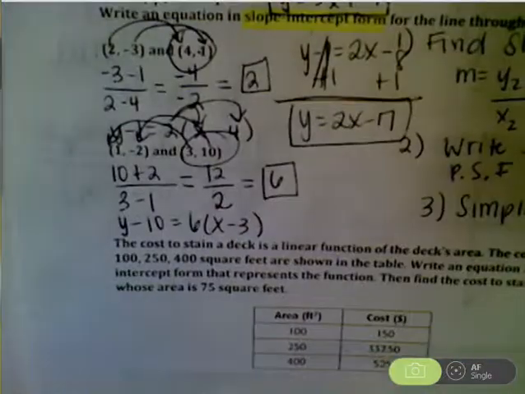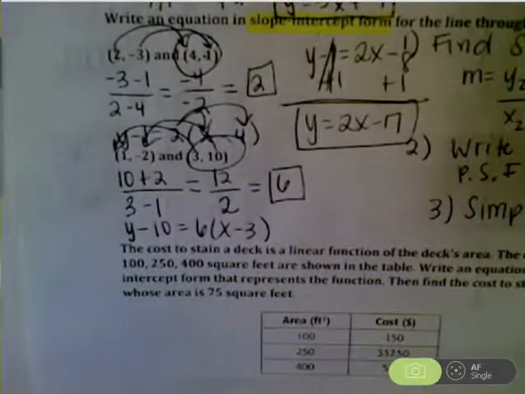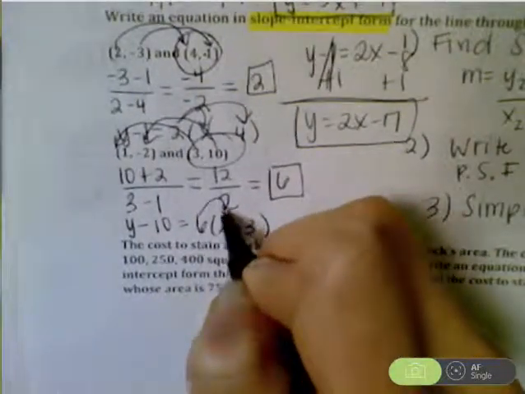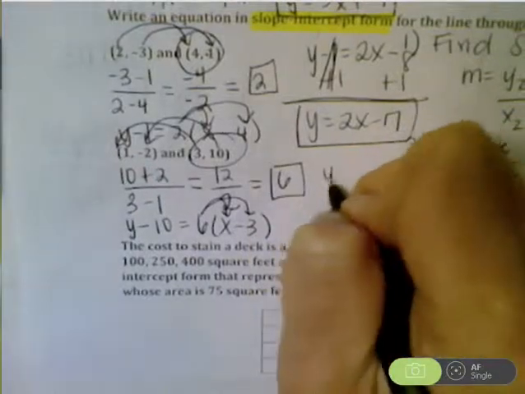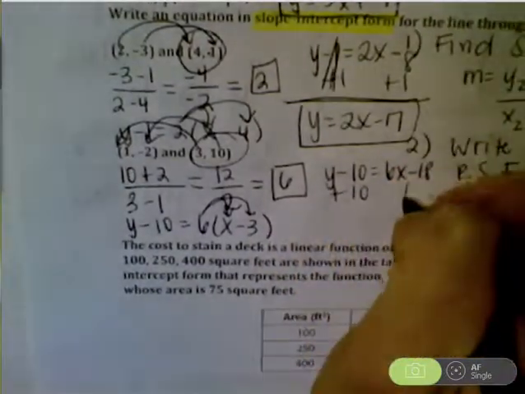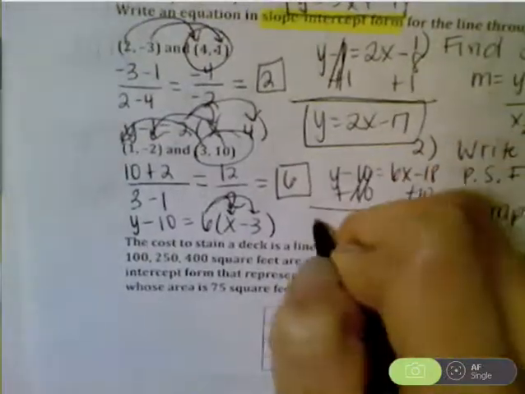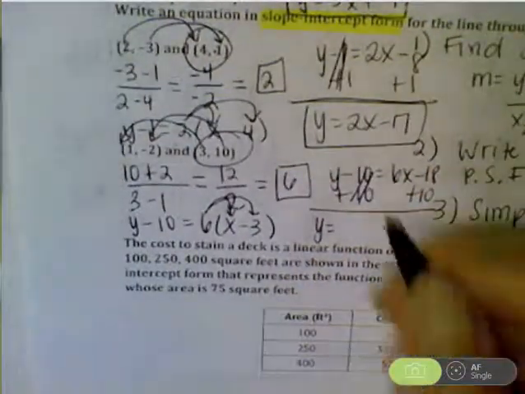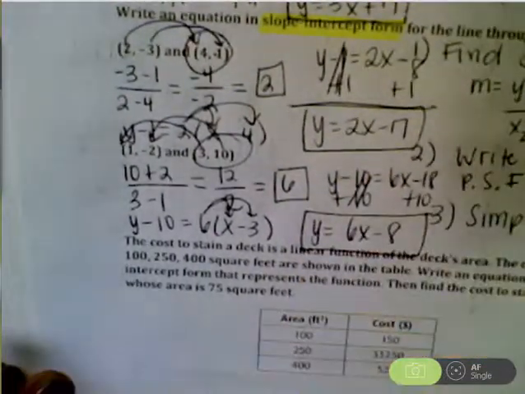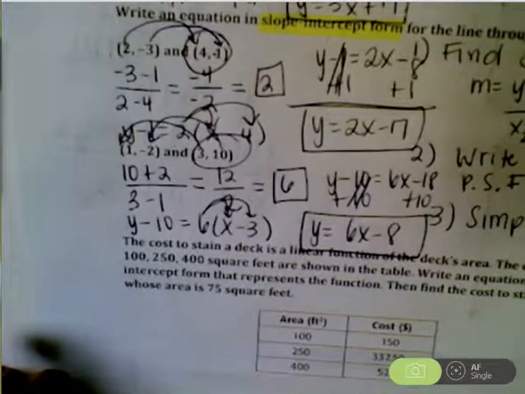Good. Now, step 3, just simplify it. Let me write that down. Okay, so we can multiply the x, so y minus 10 equals 6x minus 18, and then plus 10. So y equals 6x minus 8. Very good. That's my final answer because now it is in the correct form.